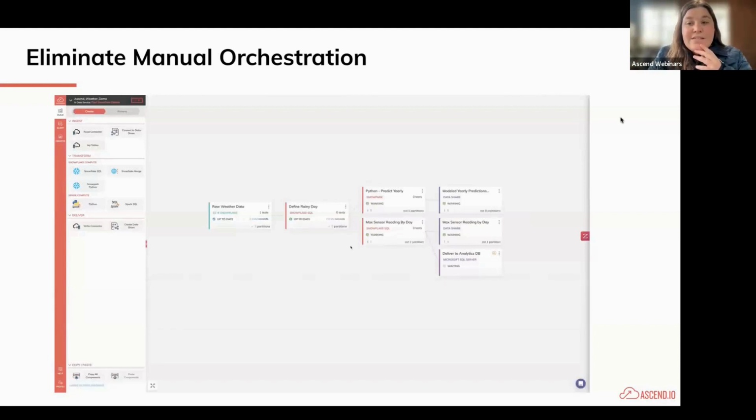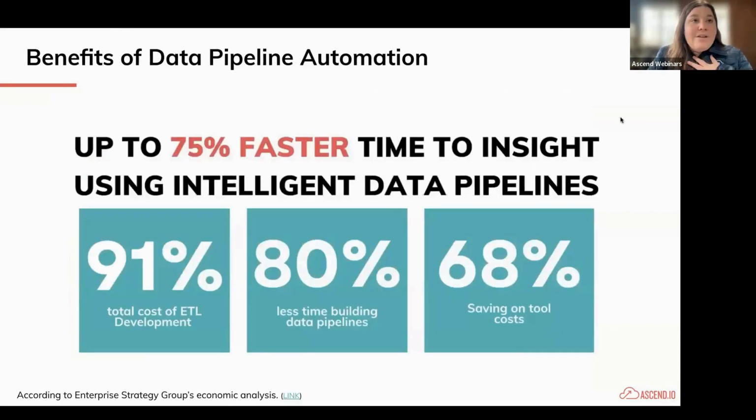There are a lot of benefits to data pipeline automation. We have an independent study from the ESG group that breaks down the economic impact of data pipeline automation, specifically within Ascend, but a lot of this also translates to any data pipeline automation platform. You can build your data pipelines a lot faster when you have that built-in automation, and you can maintain them a lot more easily, which enables you to do a lot more with your data than you could before, because you're eliminating some of that time and cost to be able to do more impactful things.